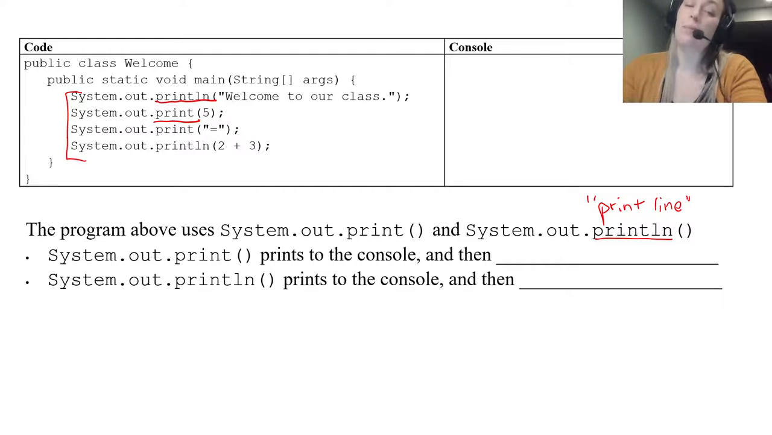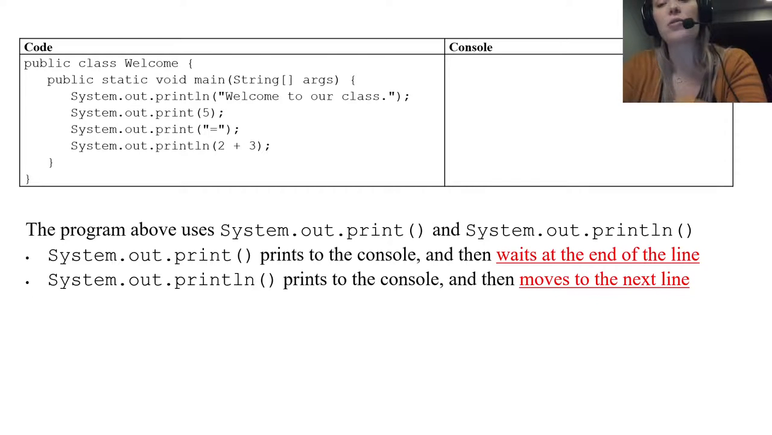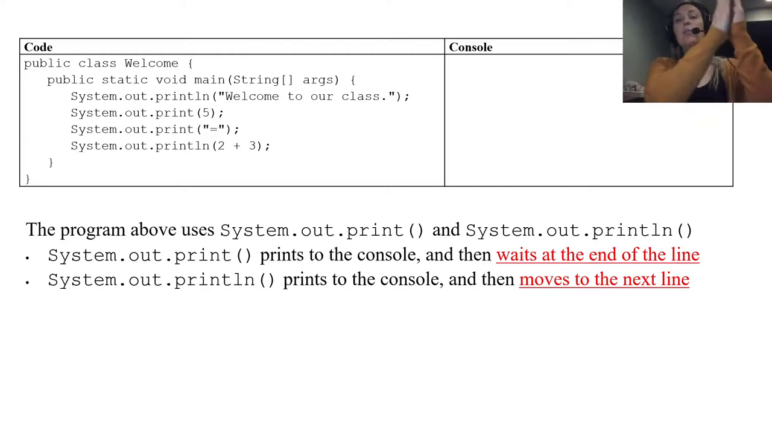The System.out.print prints to the console, and then the cursor waits at the end of the line. Meaning that you'll print, and then the cursor, like if you were typing, that blinking cursor, waits at the end of the line until the next command is given. Now, System.out.println, print line, prints to the console, and then moves to the next line. So it'll print that command to the screen, and then move that cursor to the next line. So let's trace through this program and see what we mean.